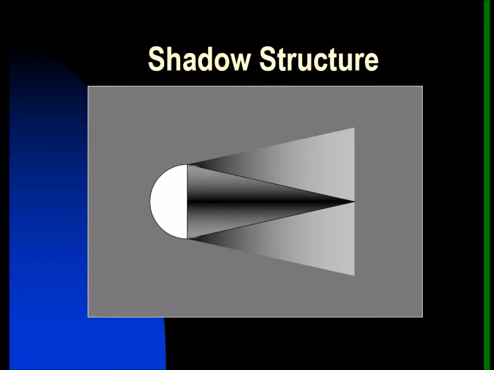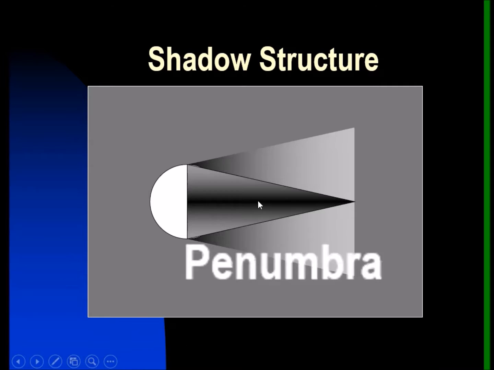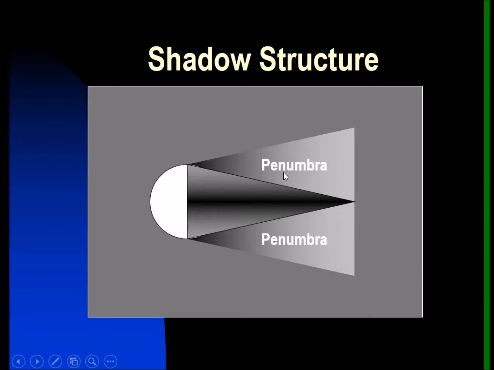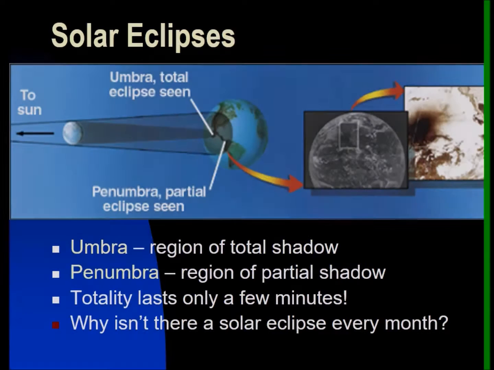Now you need to understand the shadow structure. There's two types of shadows. There's the penumbra shadow, which is kind of like the outer shadow. It's not a complete shadow. And then there's the umbra shadow, and this is where it's darkest. Okay, so there's two types of shadows cast during an eclipse. One is the penumbra, which is the outer shadow, and then the umbra is the complete shadow.